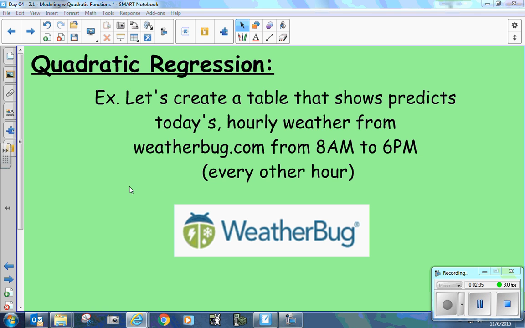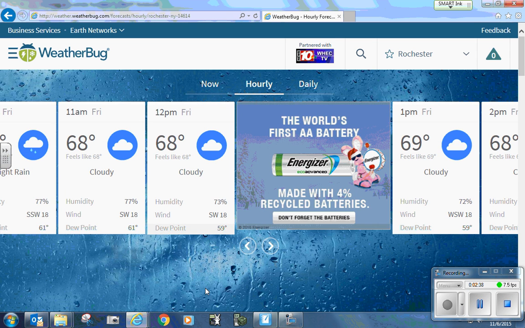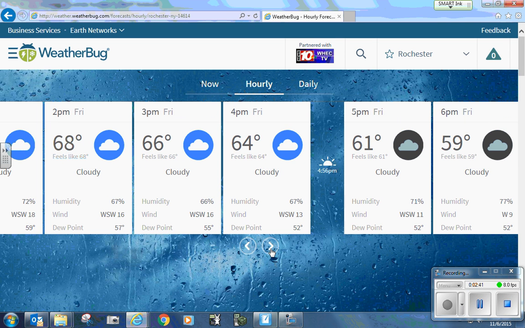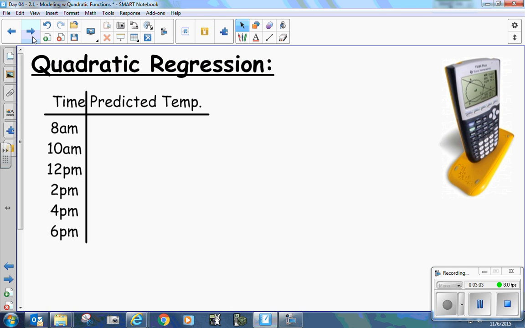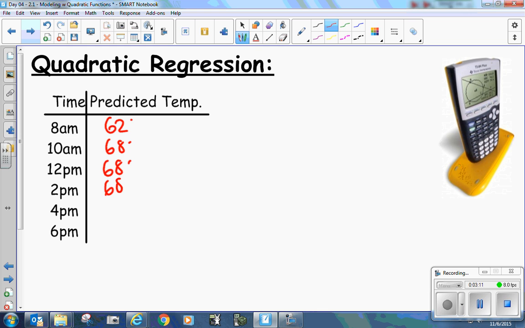The next one, 2 p.m., 68. What about at 4 p.m.? 64. And what about at 6 p.m.? 59. We're going to take those numbers and put them in that table in your notes. And I'll put them up here as well. Does someone have them all written down so I can copy them up here? What was 12? 68. So right now we said we were going to use 62 degrees, right? 62, 68, 68, 68, 64, 59. Good.